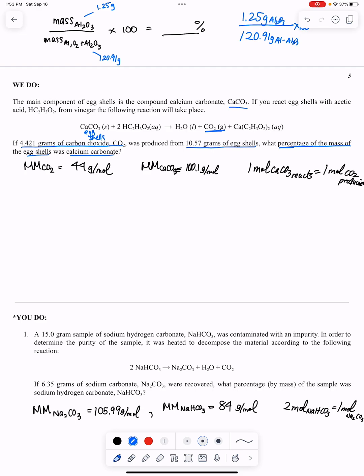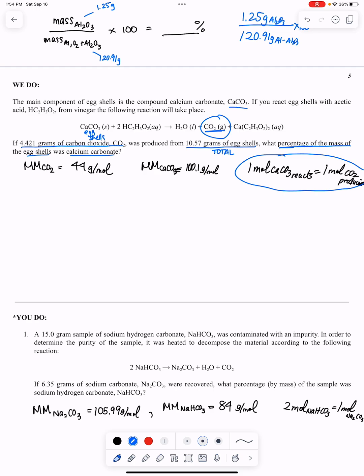So now I have some information here. I have an amount of carbon dioxide that came out, and I have a total mass of eggshells that we got here. I looked up and have some information for you here. The molar mass of CO2 is 44 grams per mole. The molar mass of calcium carbonate is 100.1. And what's so nice of us here to have, for every 1 mole of calcium carbonate, 1 mole of CO2 will be produced. So now I can start doing my stoichiometry.